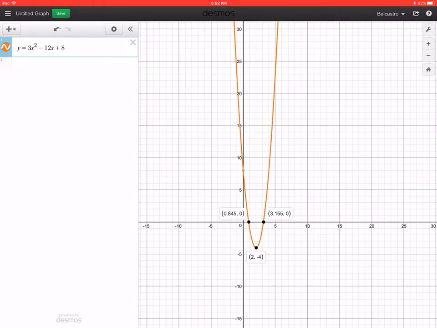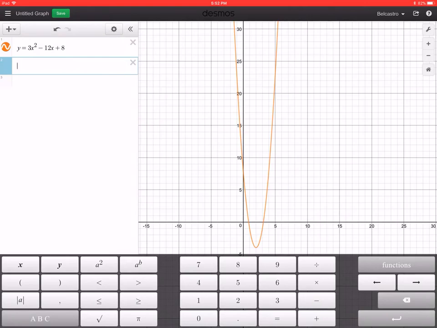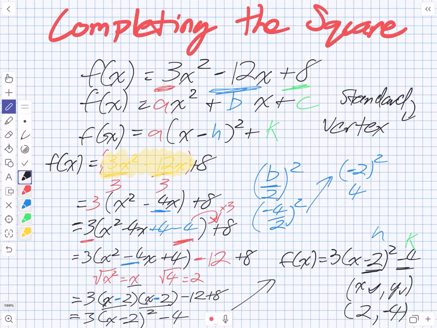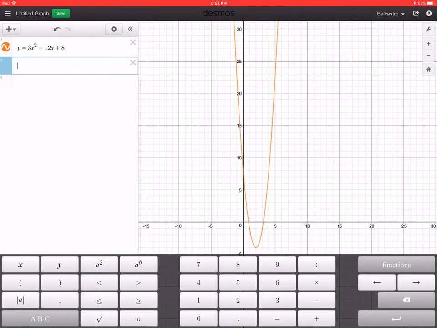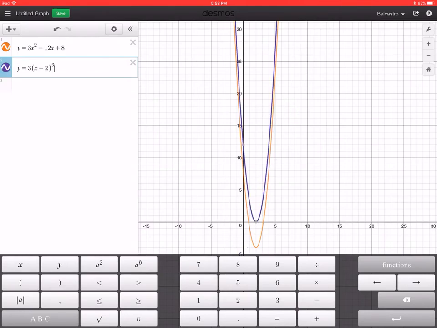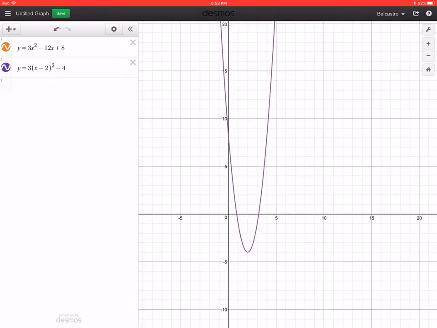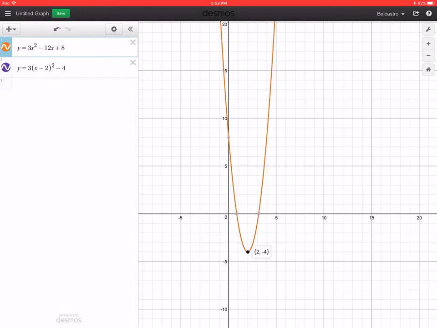So remember, this was the standard form. I'm going to put in the vertex form just to confirm. Our vertex form was 3, negative 2, negative 4. So y equals 3, this time in brackets, x minus 2 squared, and then minus 4. Perfect. Do you see how they literally overlap each other? I turn it on and off. That means you've done it correctly. So use the graphing calculator to prove this stuff. And like we said, that's the vertex that we assumed it would be.